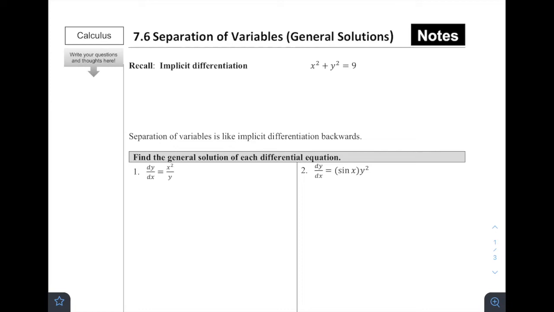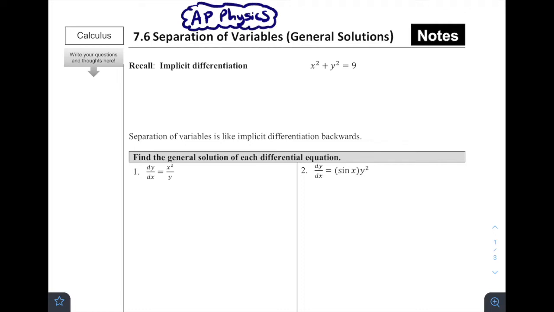This is a topic that is super useful for students, obviously in AP Calculus, but also for AP Physics. Any students that are taking calculus-based physics, being able to do this separation of variables technique is incredibly useful. So maybe we'll have some of those students joining us as well for these videos today.